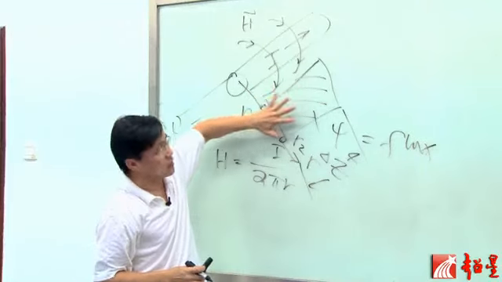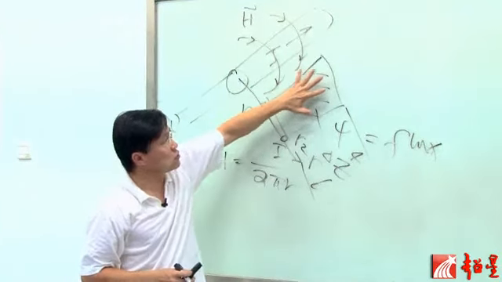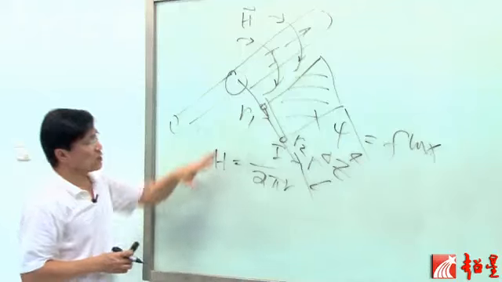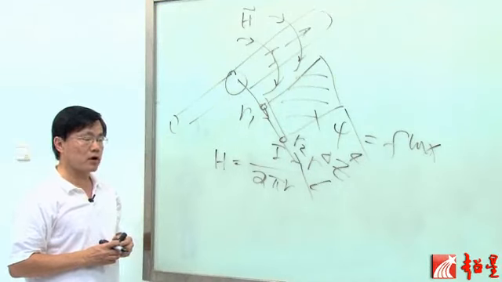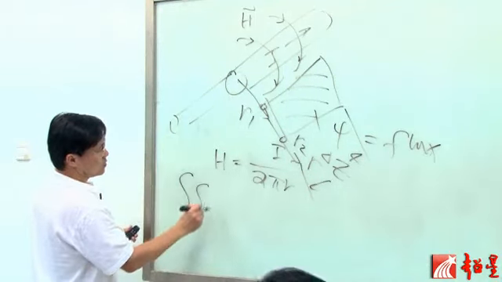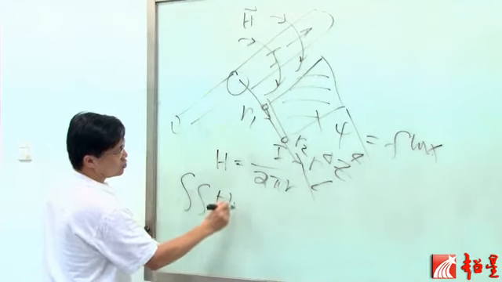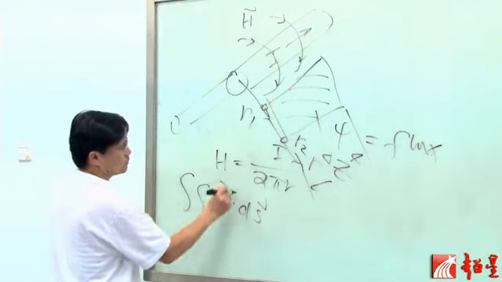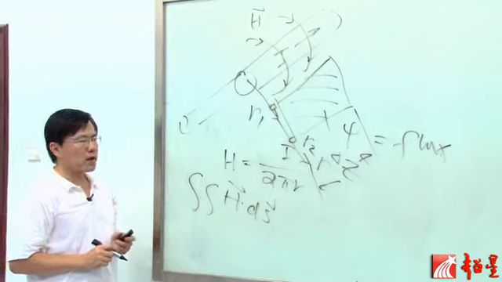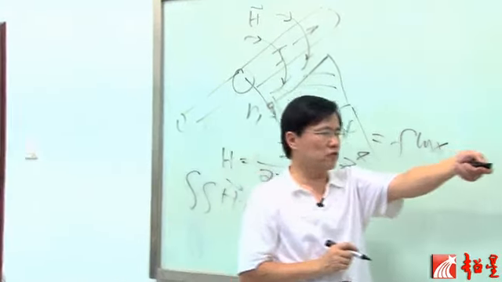Then you can define an area, right? Once you define this area, you can calculate that flux, the total flux in that area. That's basically the surface integration of this H over the area. Okay? And if you do that, you're going to get a total flux.